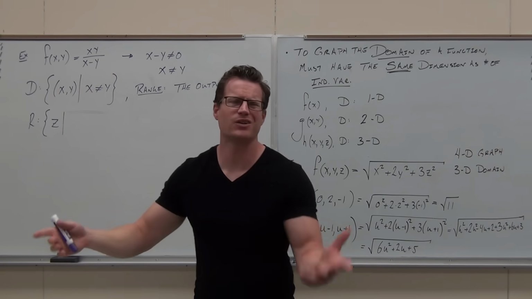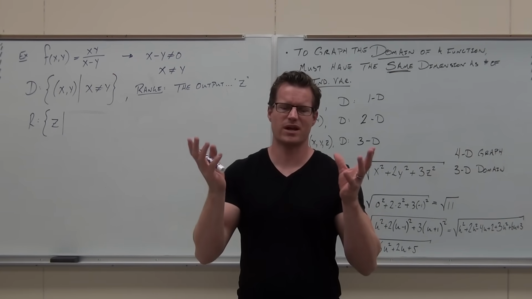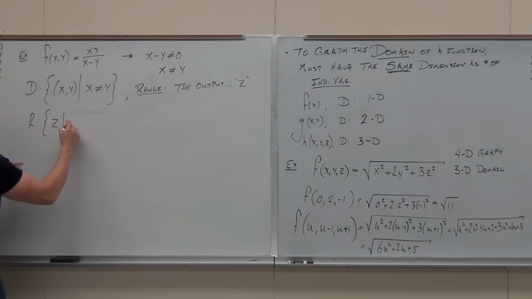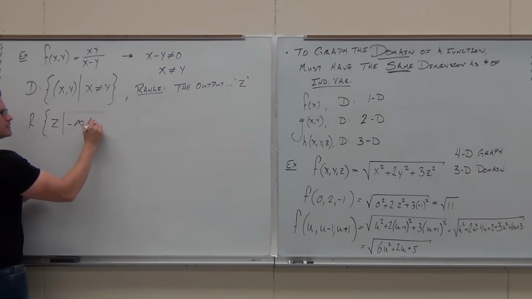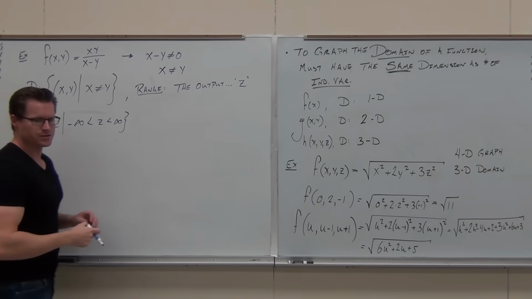And how do we represent that? How do you represent z? The range can be anything. Same thing here. So z such that z is between these two infinities.